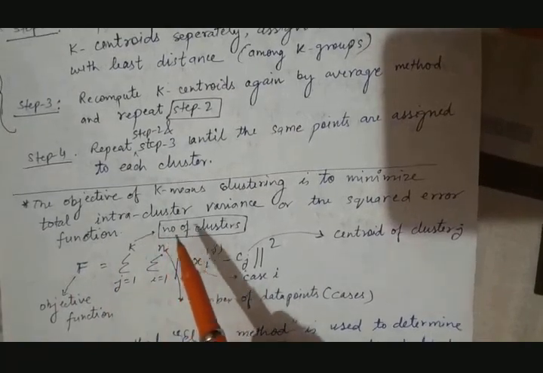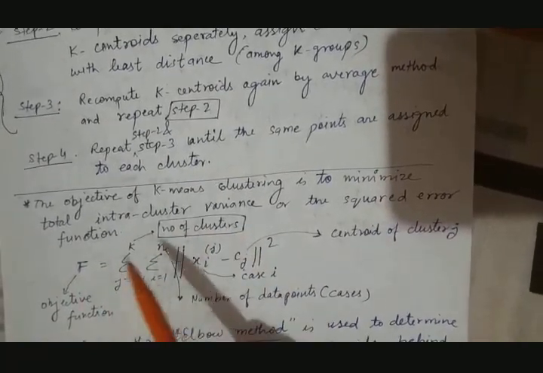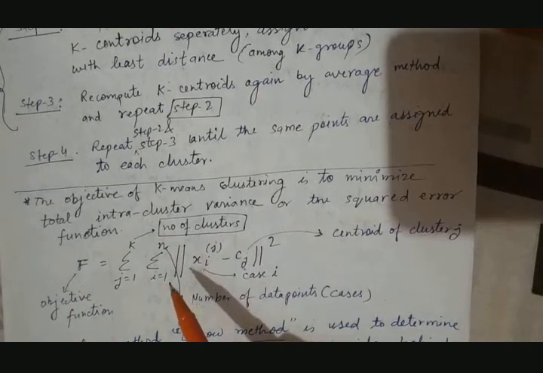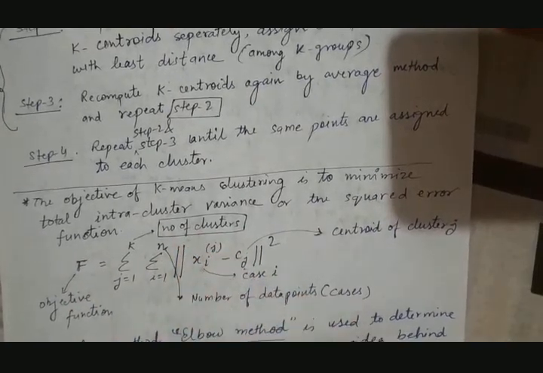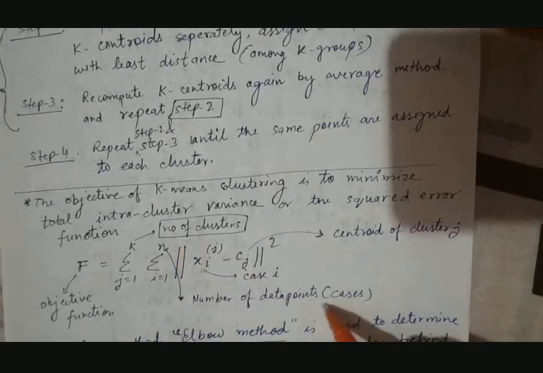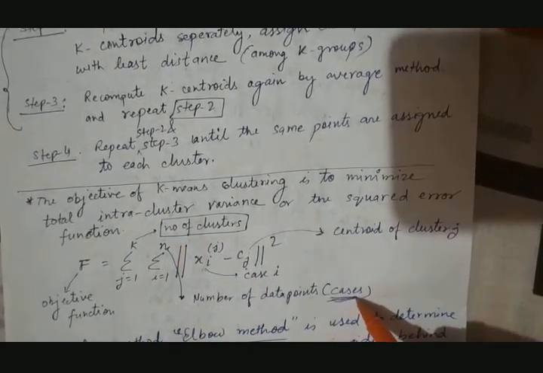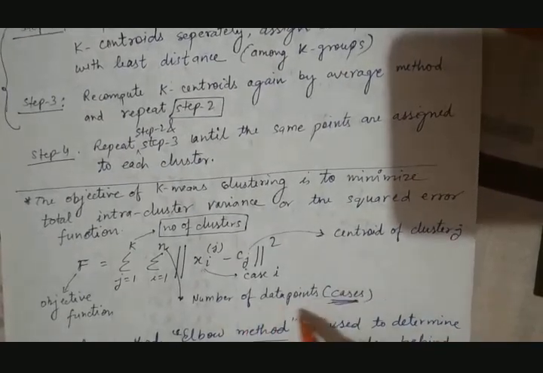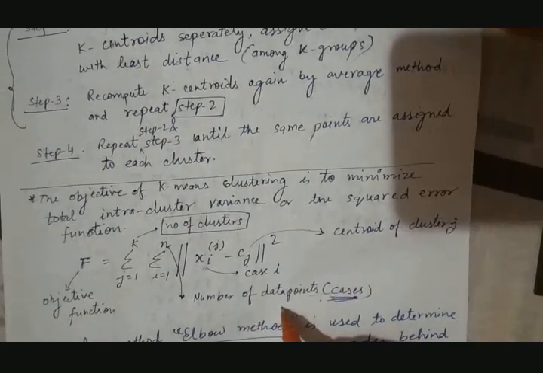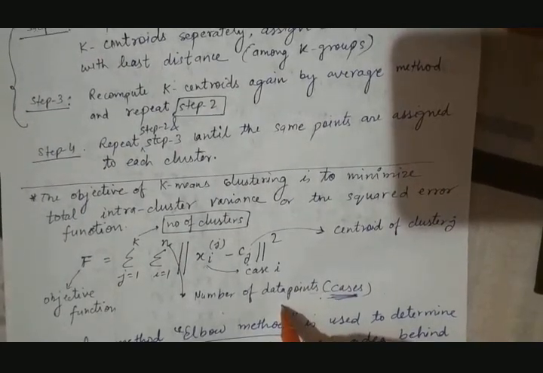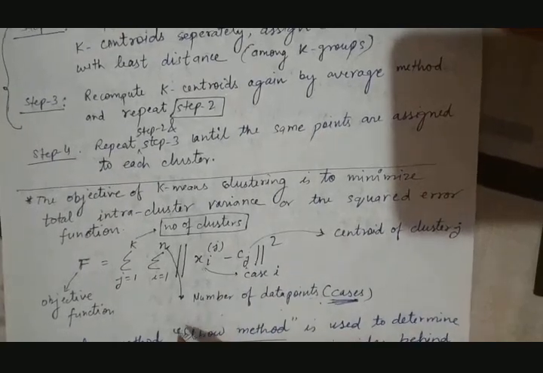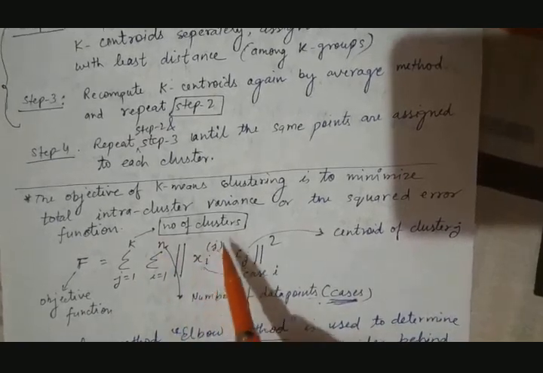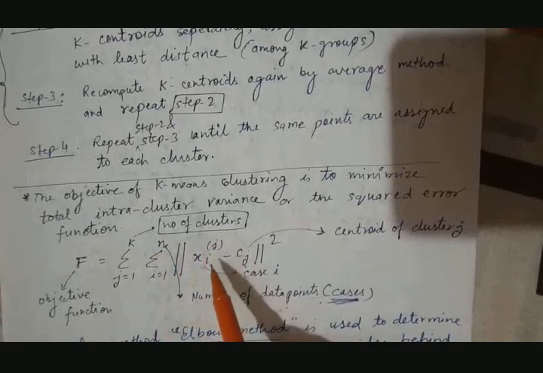So basically, what is k? K is the number of clusters. So it will run k times over here, for cluster 1, cluster 2, cluster 3, up to cluster k. Now the second summation runs from 1 to n, where n is the total number of data points, or total number of samples in the data set, the sample size, or the total number of cases in our data set.